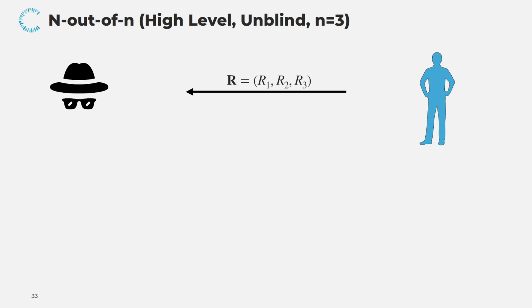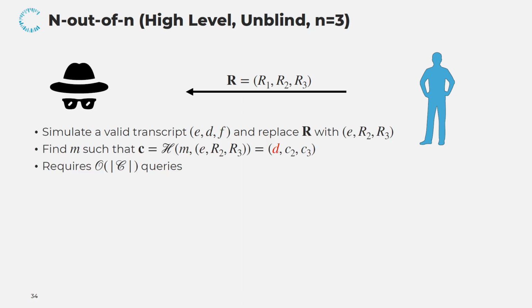Instead of performing the protocol honestly, the attacker can do the following. It can first simulate a valid transcript of the Sigma protocol thanks to the honest-verifier zero-knowledge property, and replace the first component of the vector of commitments with the challenge D. Then we find a message M such that the challenge for that message and that commitment starts with D. And this requires, in expectation, cardinality of C many queries of the random oracle.